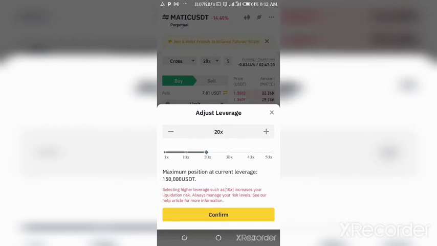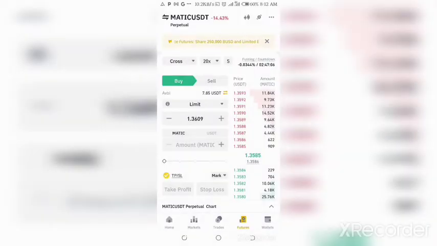Now when you look here, for this particular coin I'm trading, I can get as high as 50 times leverage, which is not the case with margin, where you can get 10 maximum for cross, and for isolated 3 maximum. So that is the other thing.